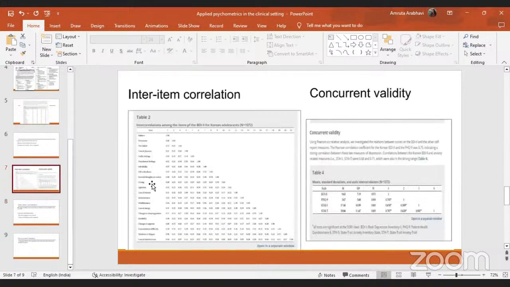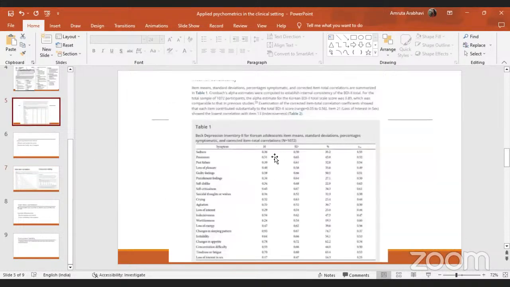So in the inter-item correlation, we can see that the high correlation is between self-dislike and self-criticalness, followed by worthlessness and loss of energy. The mean value is high for self-dislike and self-criticalness because these are the cognitive factors, whereas where we saw the means of these symptoms, the mean value for those were low, as we discussed, these are the cognitive factors, and they are latent.